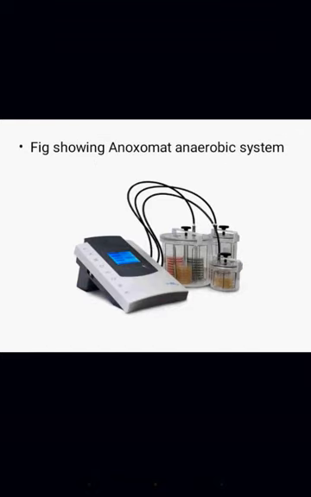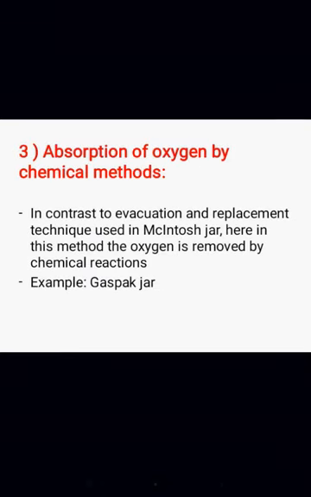condition. The second way of creating anaerobiosis is the use of Anoxomat anaerobic system. Here you can see a diagram of Anoxomat anaerobic system. This is an automated equipment which evacuates the air from the jar and replaces it by hydrogen gas from a cylinder. The same catalyst is used here to remove the traces of oxygen. It is easier to operate than McIntosh jar method and claims to be highly effective for creating anaerobiosis.